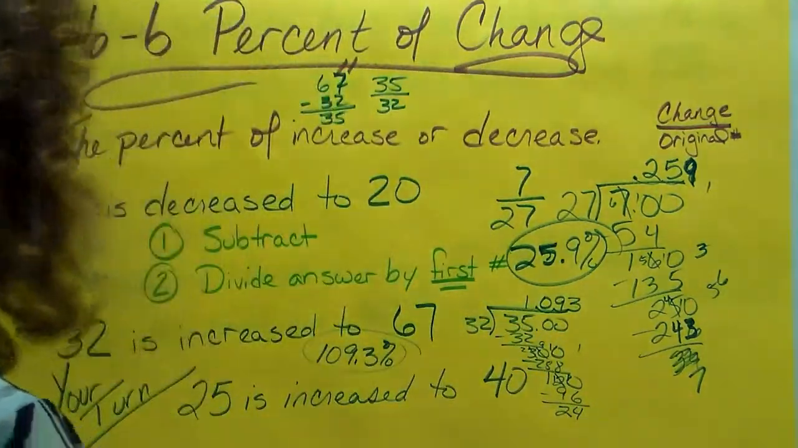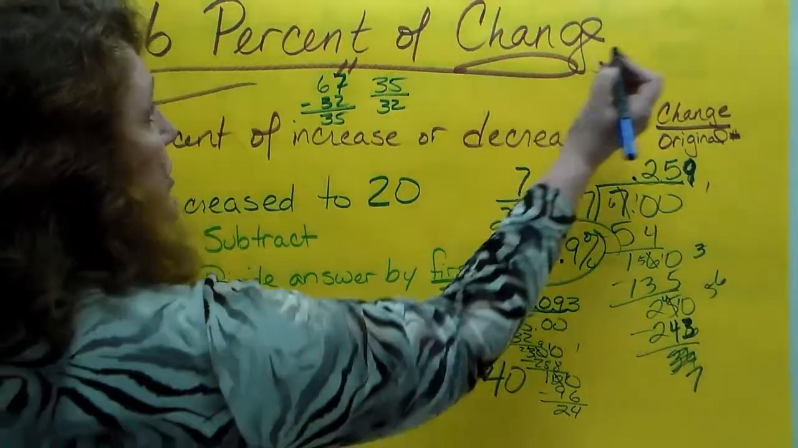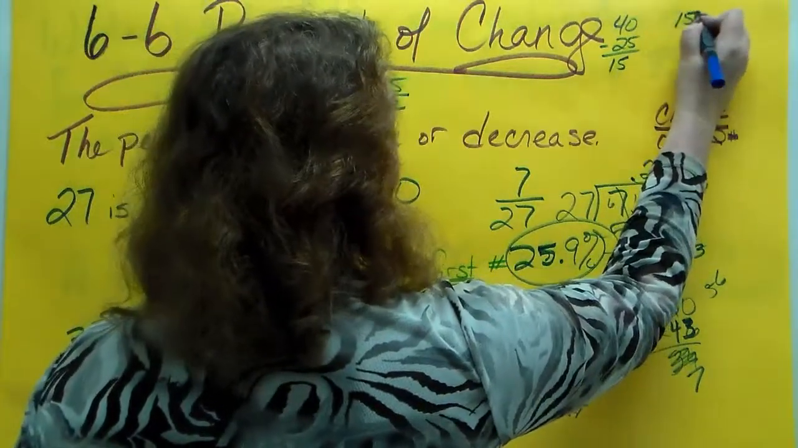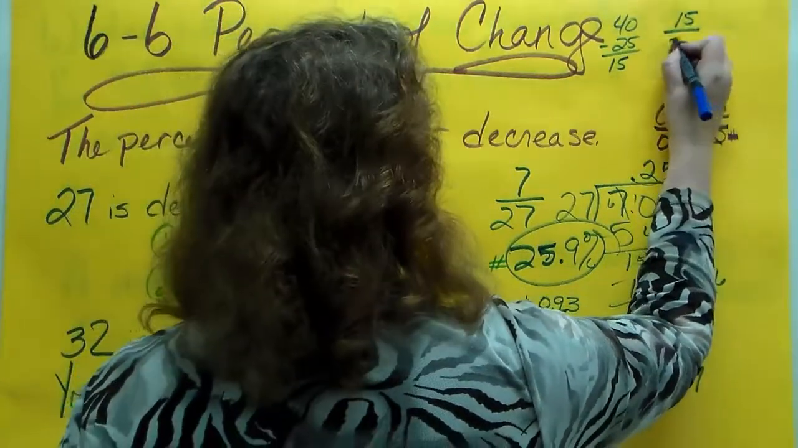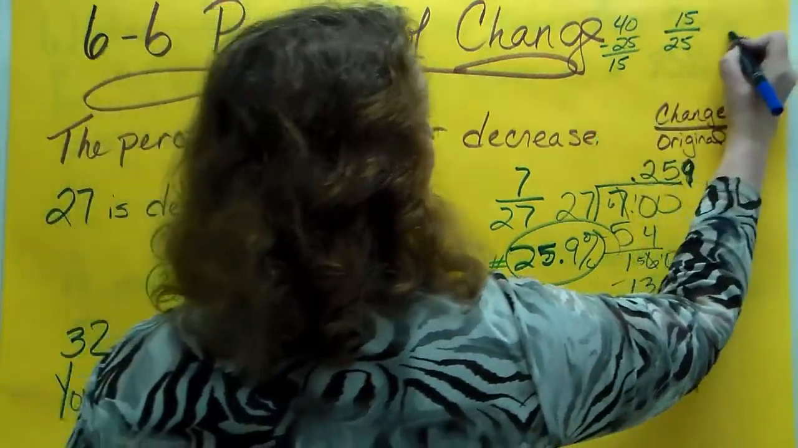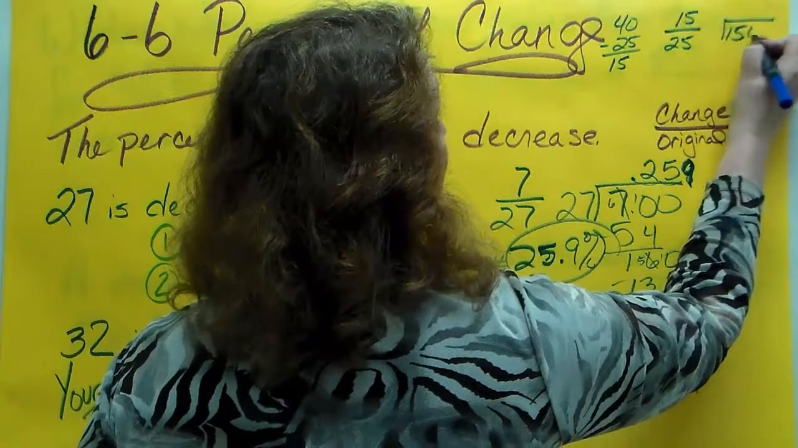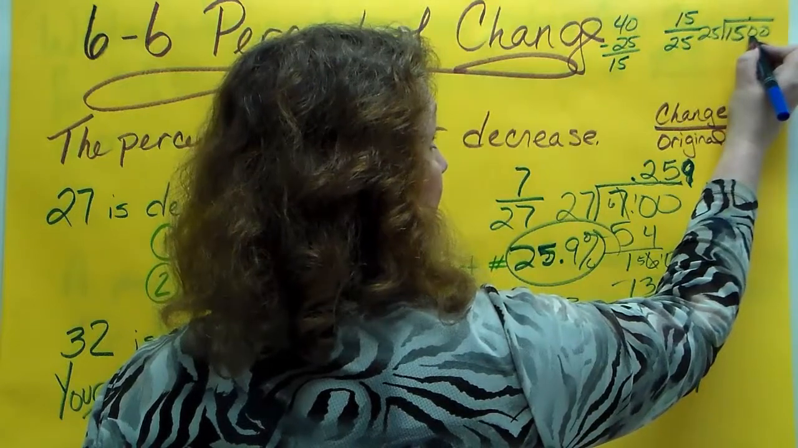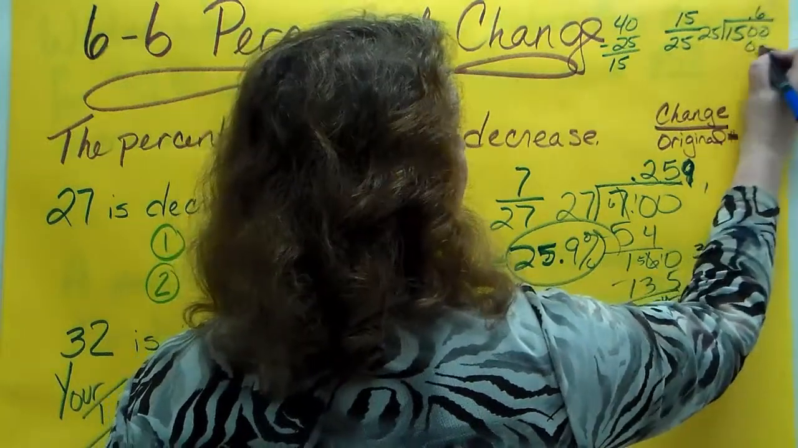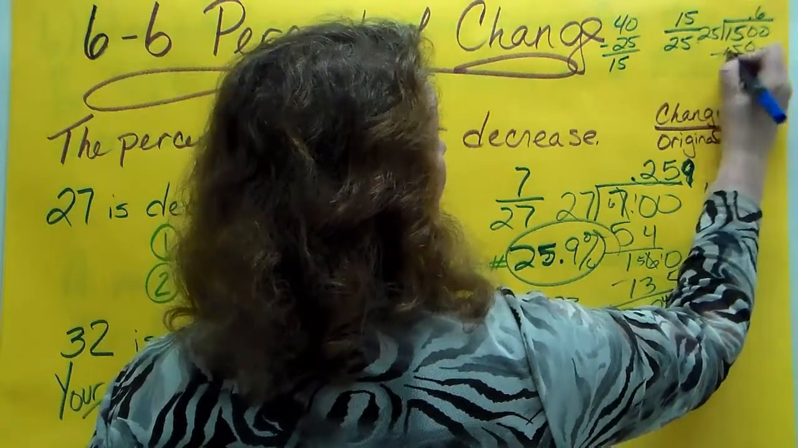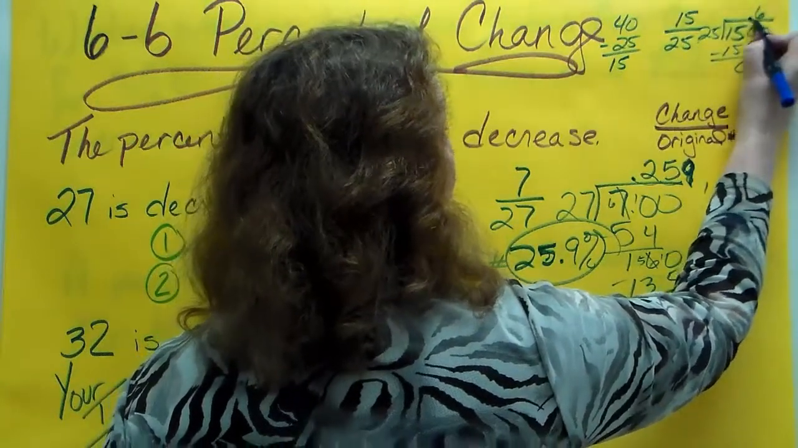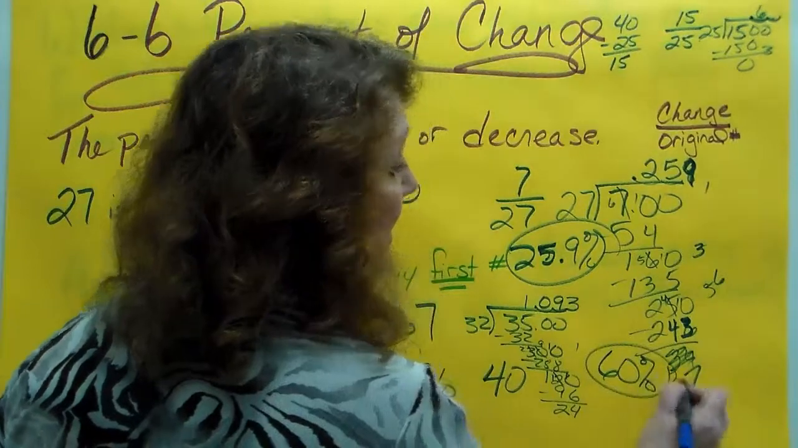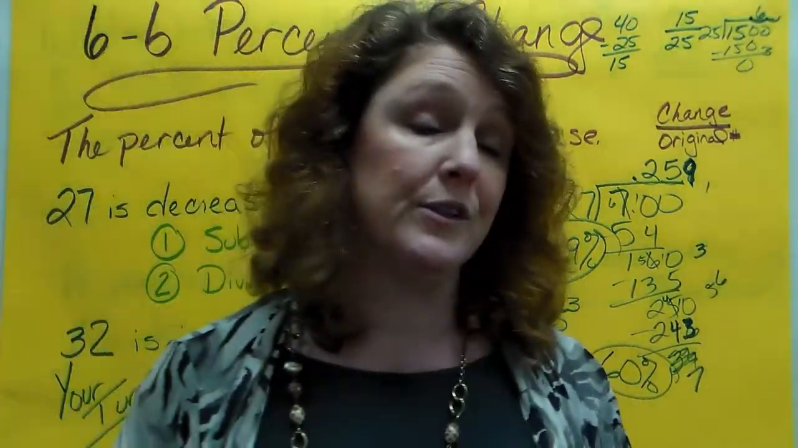Okay? So, 25 is increased to 40. The first thing we're going to do is subtract. We're going to do 40 minus 25, and that gives us 15. And we're going to divide our answer by the first number we were given. So this is our long division problem, and the top number goes in the house. 25 goes into 150 6 times. 6 times 5 is 30. 12, 13, 14, 15, and it subtracts and we're done. 0.6. So now we're going to move our decimal over 2 spots, and we end up growing 60% because we have our placeholder. Does that make sense?